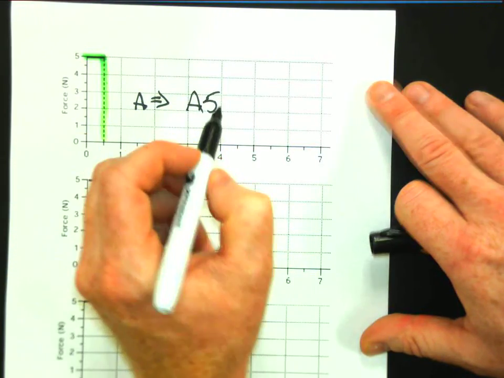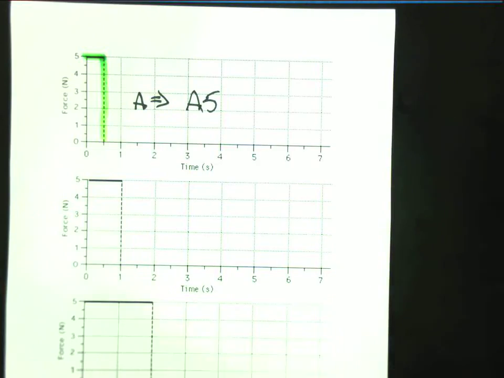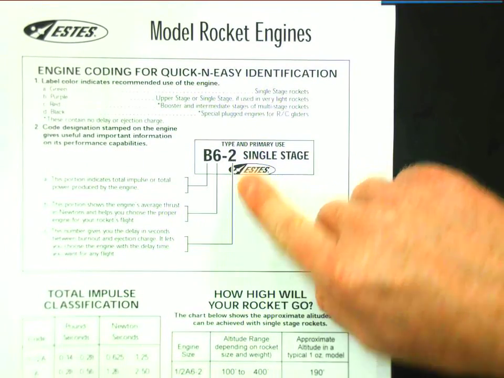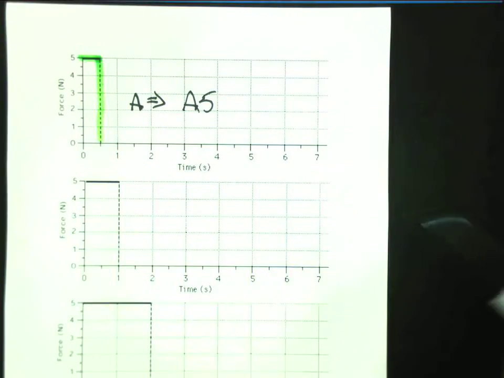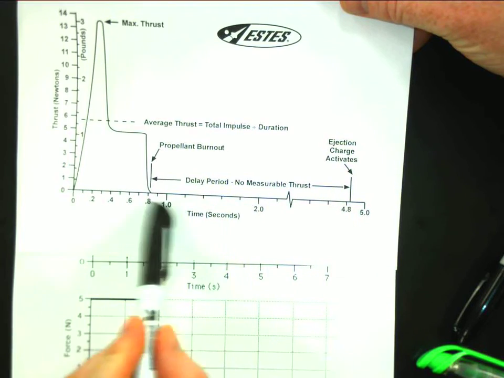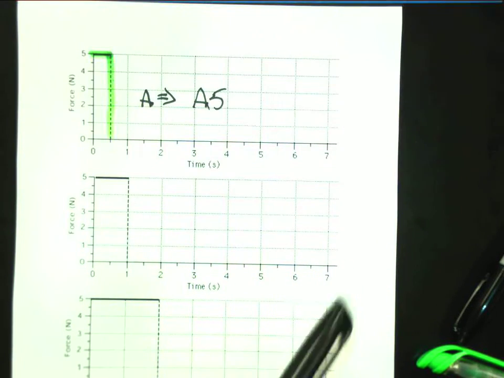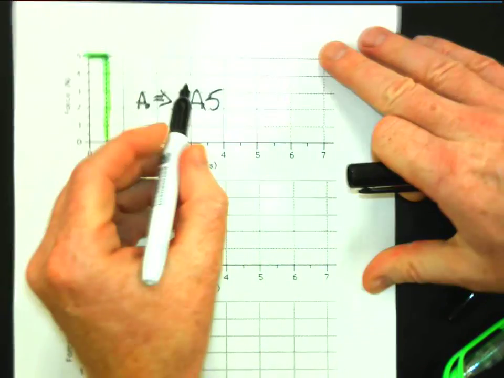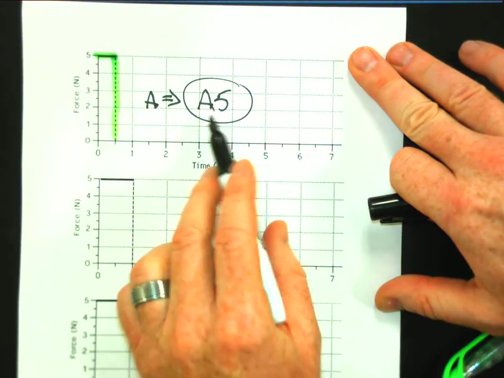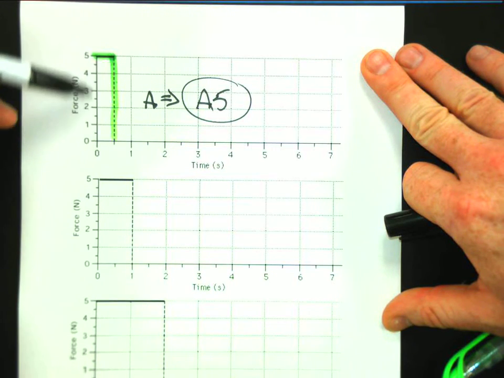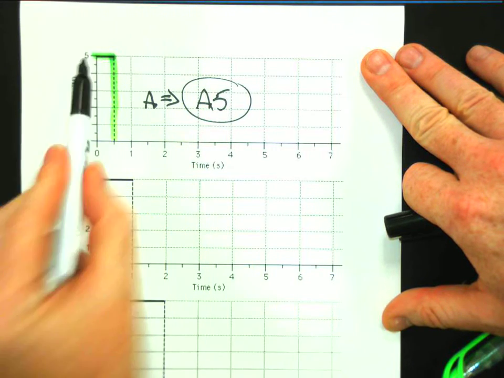Now we don't know what comes next on the delay. We don't have any information about that. The final number is an amount of delay, and remember on this graph, this is the delay period. And on your engines, you're given that number on the engine, but here we don't have that. So what we do know, we have an A5 engine here. A from the area under the curve, we calculated that, and 5 from the average thrust.